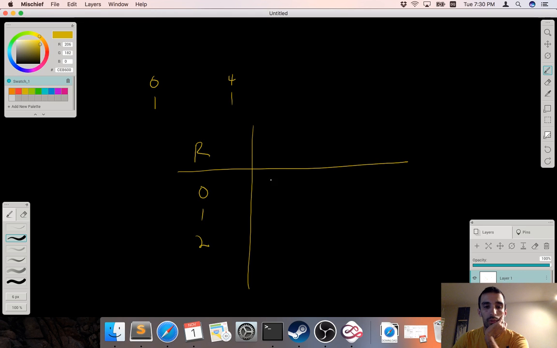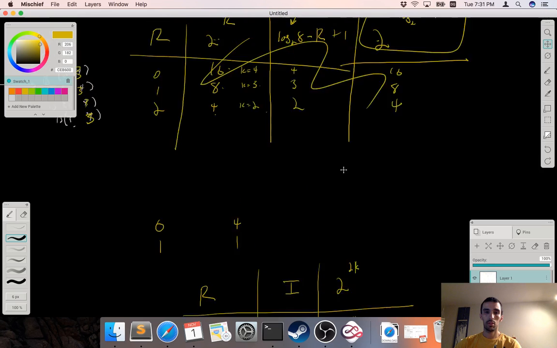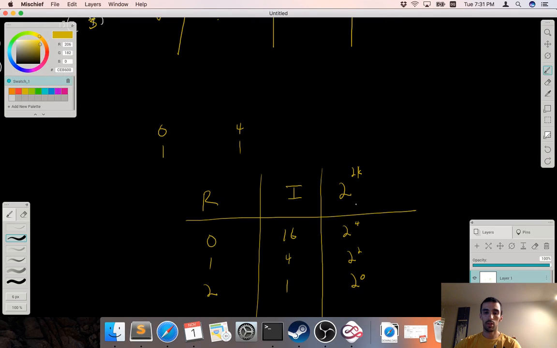0, 1, 2. And this is the increment we want: 16, and then 4, and then 1. Ah, so this is why I was getting it wrong before. So this looks like 2 to the 0, and this looks like 2 to the 2, and this looks like 2 to the 4. So there's a factor of 2k here that I forgot. So this is like 2 to the 2k, where k is 0, 1, 2. K is 2, 1, 0.